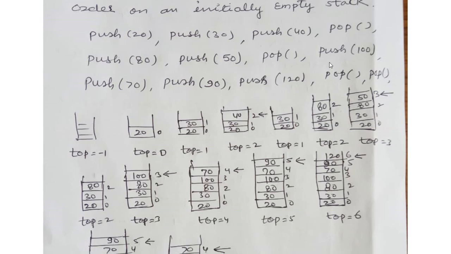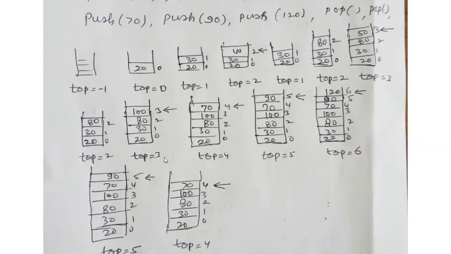Similarly, then when I push 100, push 70, push 90, so you are probably understanding that one by one, top will increase. Top is 3, 100 is put here. Top is now 4, 70 is put here. Top is now 5, 90 is here. So in this manner, up to 70 we have pushed. Then push 90. So push 90, push 120. So push 120. Now top has become 6. So one by one we are pushing.